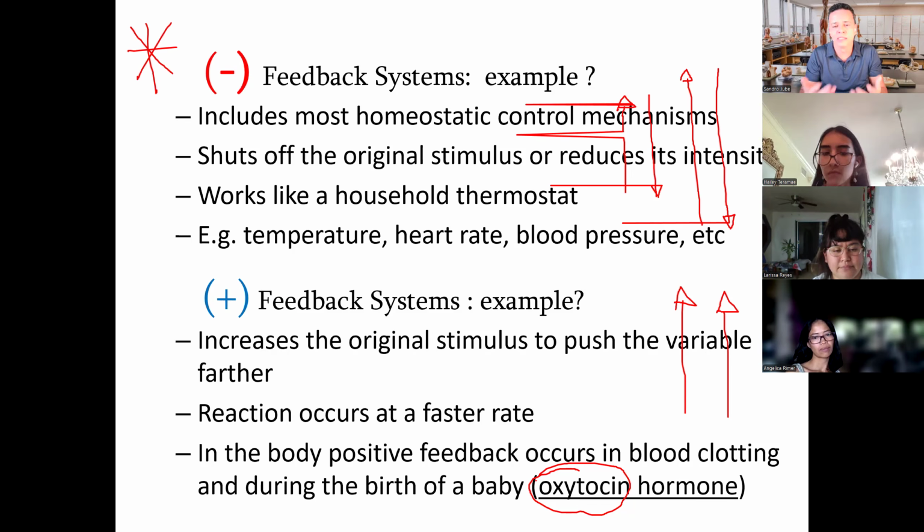So what was the stimulus? The stimulus was initiation of the birthing. What was the response? Let's make it stronger. Let's accelerate that response. Look, can you imagine if giving birth was a negative feedback system? That baby would never come out. Okay, we want the baby to come out. So this is why it's going to push it along to make sure that the baby is going to come out. Okay.